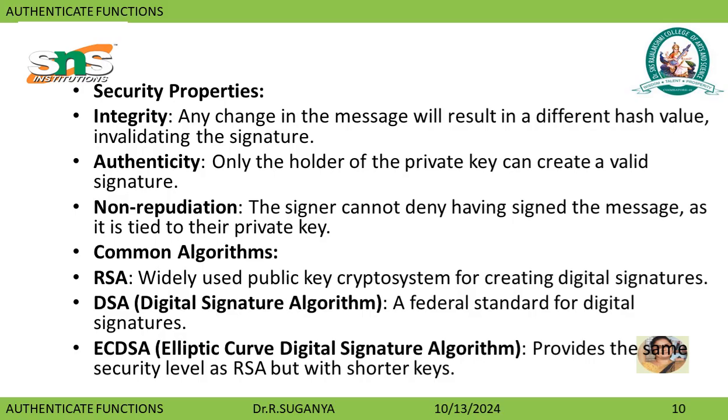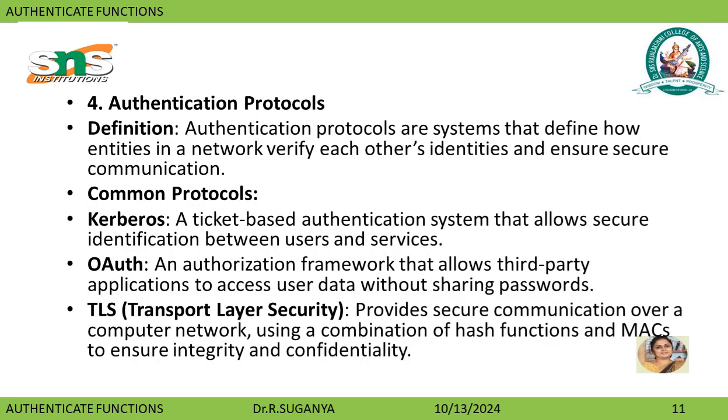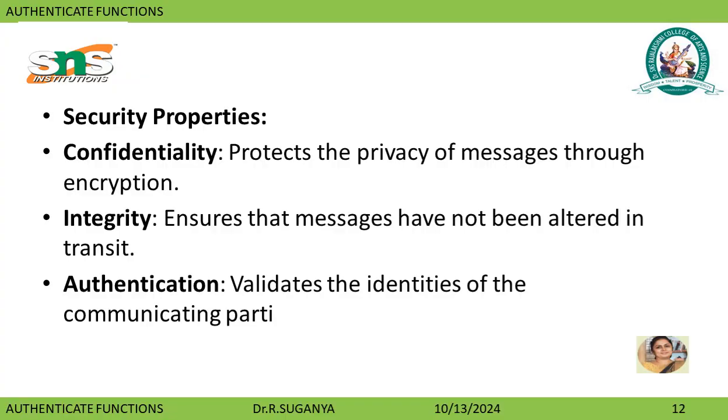These are the security properties. Authentication protocols are common protocols by which entities in a network verify each other's identity and ensure secure communication. Kerberos is a ticket-based authentication system that allows secure identification between users and services. Nowadays, Kerberos is a popular system in organizations to raise a ticket for a particular request. Then OAuth, an authorization framework, and TLS, Transport Layer Security. Their properties are confidentiality, integrity, and authentication.